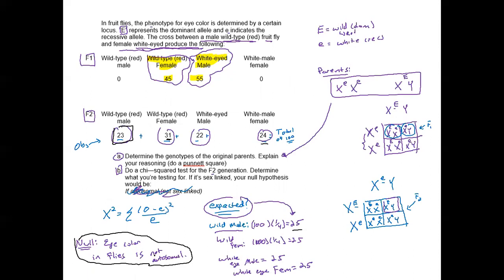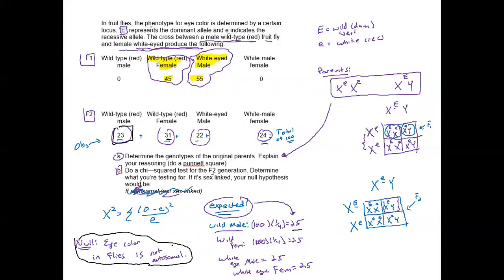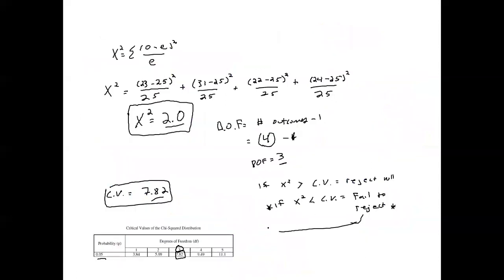In a weird, backwards way of thinking, this tells me that the inheritance pattern is not following simple Mendelian genetics, that 3-to-1 ratio, and that something else is going on, in the sense that this is sex-linked. So that's our null, and that's where we use the chi-squared test to figure this out. We failed to reject the null hypothesis because our chi-squared value was less than the critical value. That's what the chi-squared test tells you, in a genetics problem.